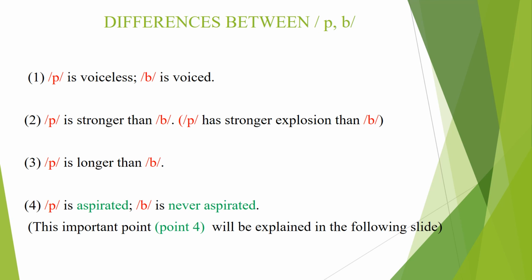What are the differences between p and b? P is voiceless, b is voiced. P is stronger than b. P is longer than b. There is another important difference between p and b, which is that p is aspirated, whereas b is never aspirated.